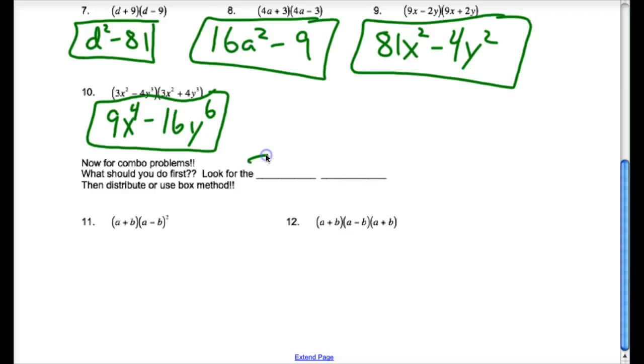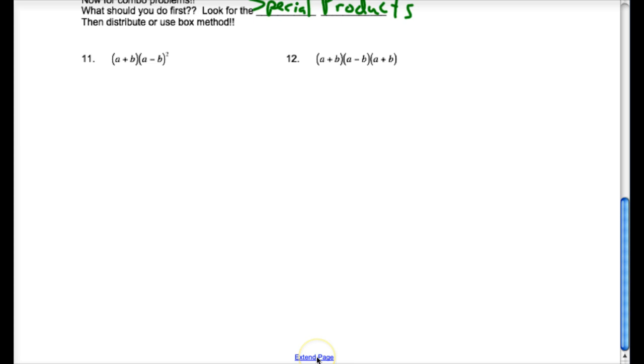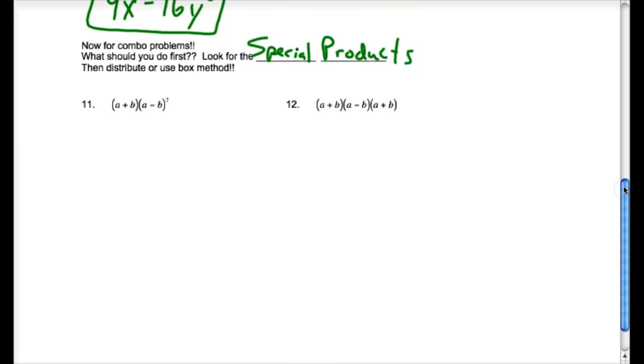Look for special products first. Look for these two rules that we're asking you to memorize. And then you're going to use either your distributive property or your box method, whatever you like doing. This is what Nico asked about earlier. What happens if you have a bunch of this stuff? Let's call them rule 1 and rule 2 from page 1 and page 2.